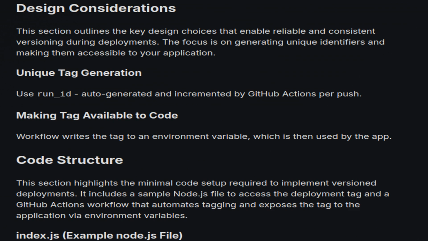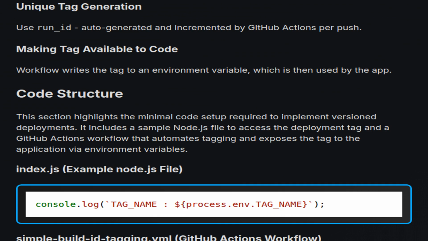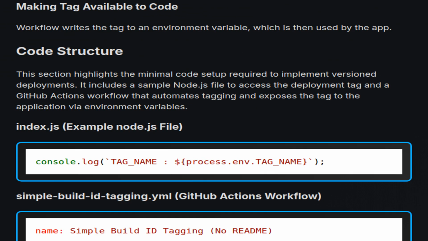This section addresses vital design choices for effective versioning and ensures that unique identifiers are easily accessible within the application. The project employs the run ID, which is auto-generated by GitHub Actions for each push, to create unique tags for deployments. The workflow writes the generated tag into an environment variable, allowing the application to access and utilize this tag within its operations.